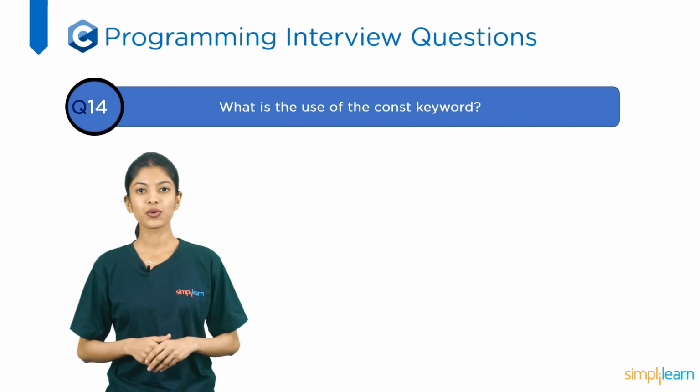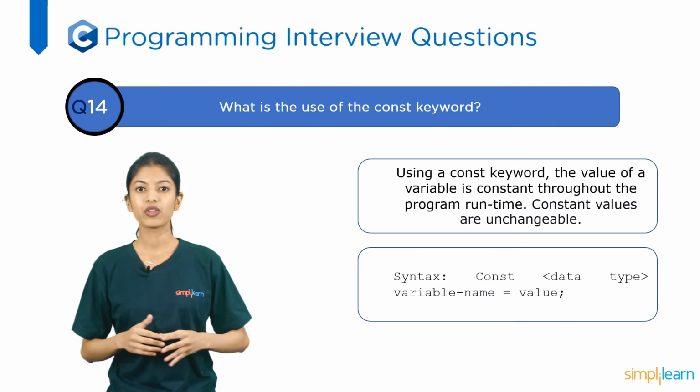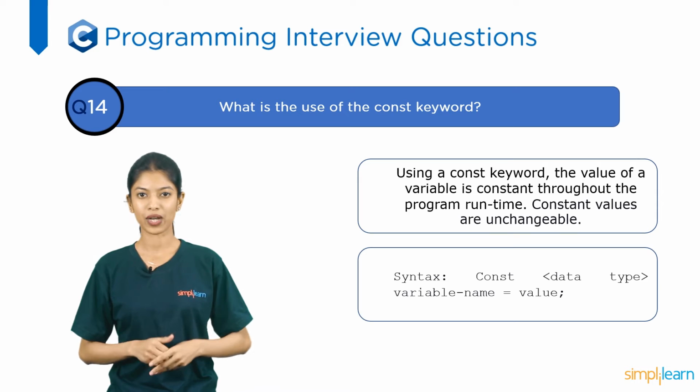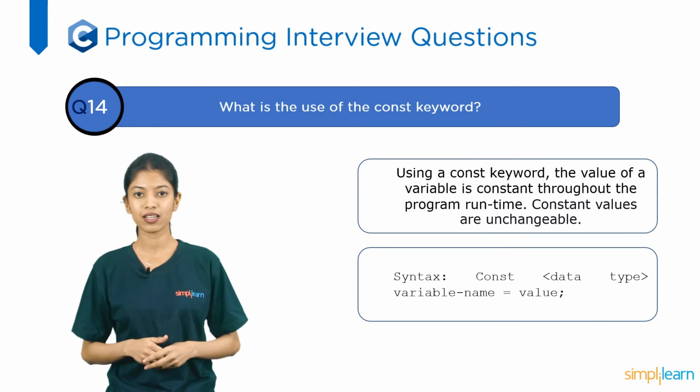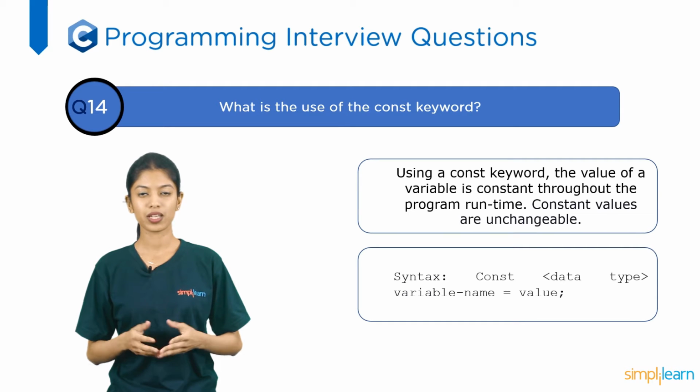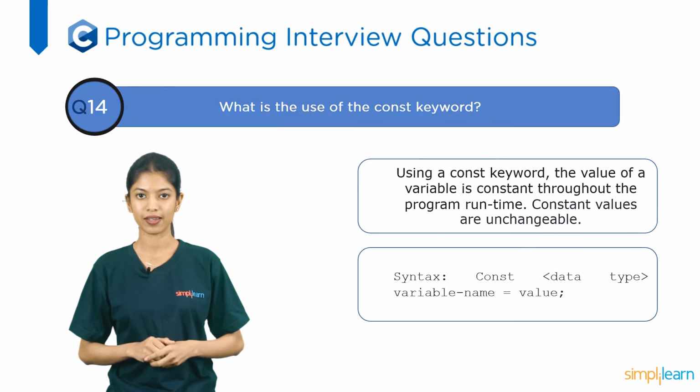Next, what is the use of the const keyword? Using a const keyword, the value of a variable is constant throughout the program runtime. Constant values are unchangeable. Syntax includes const, variable name equal to value, and a semicolon at the end.